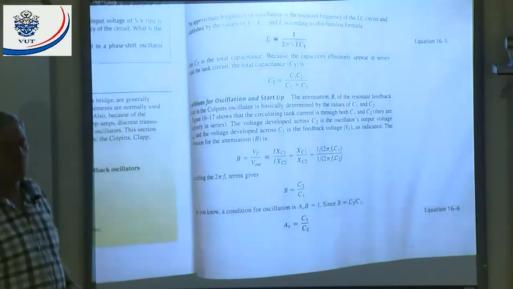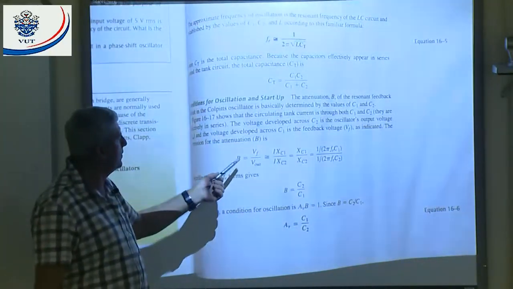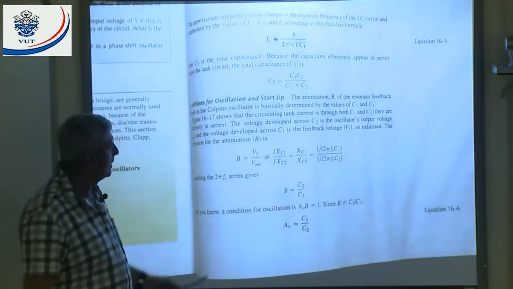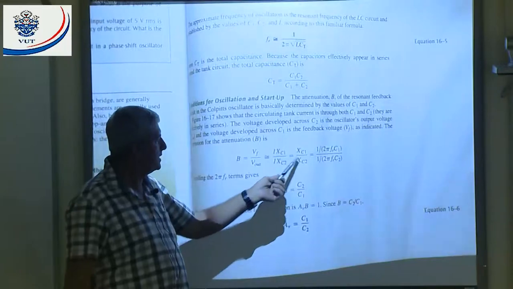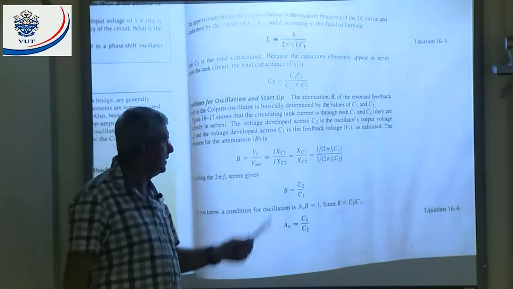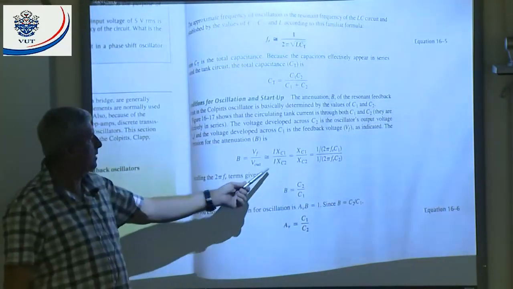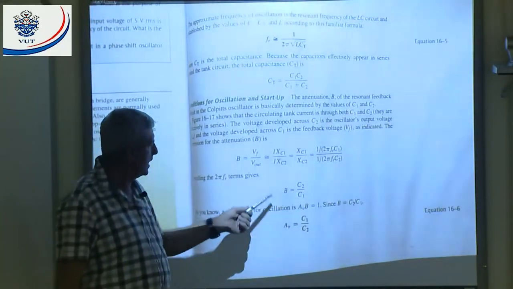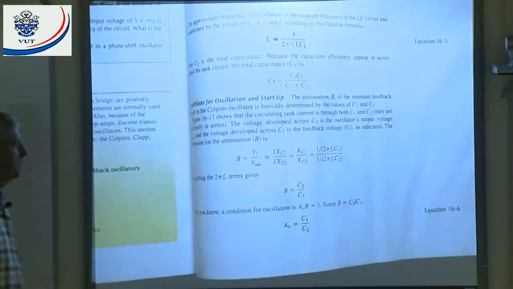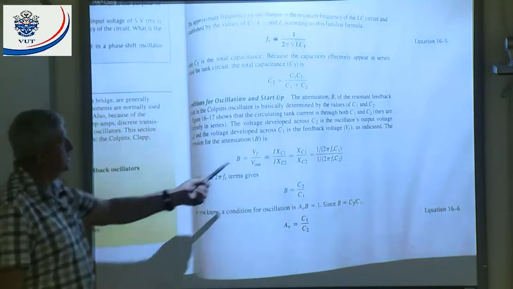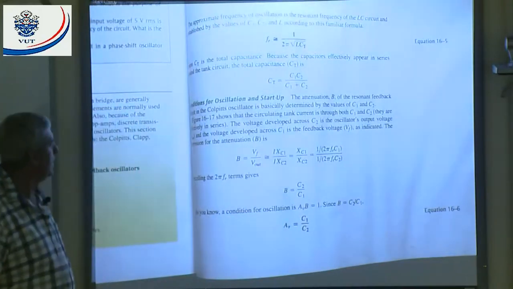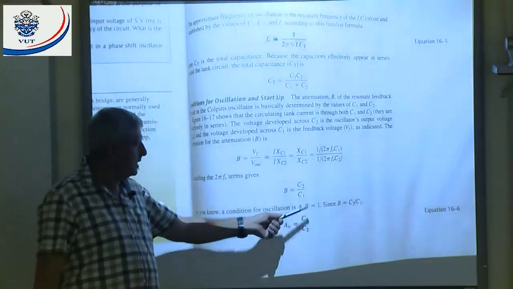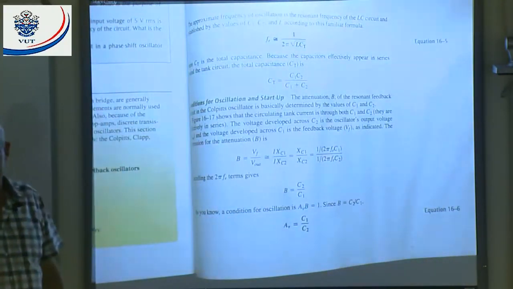Also, engineering one. Here's my attenuation, my feedback voltage divided by my output voltage. And when we put XC, I times XC will give me that, XC1, and I times XC2 will give me my output. And when we work it out, we can say my attenuation is equal to C2 divided by C1, because all those things are going to cancel out. Now, as you know, the condition for oscillation is the voltage gain times my attenuation should be equal to 1. It still applies.